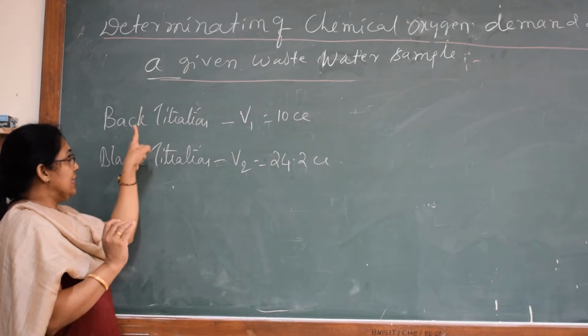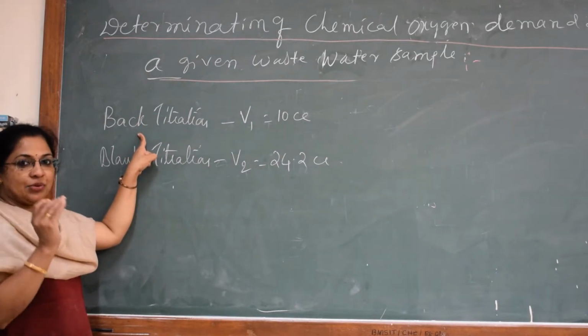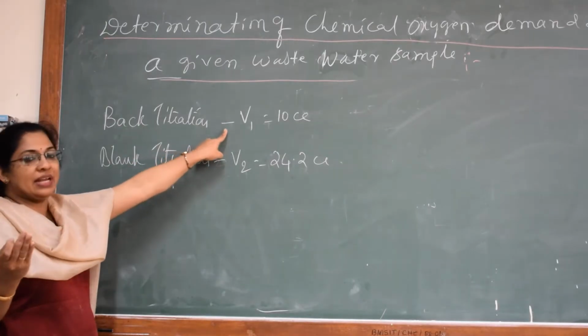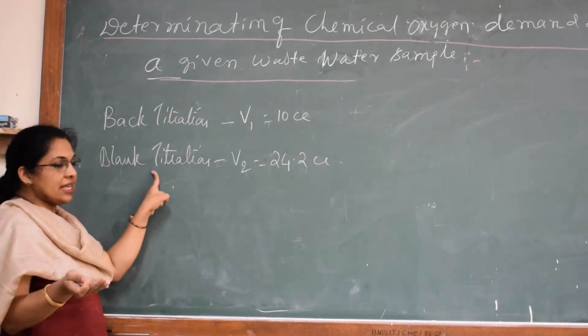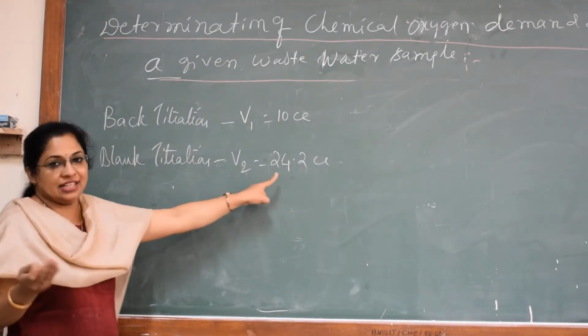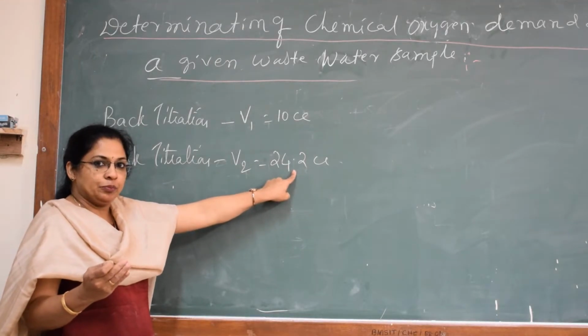The reason is, in the case of back titration, we have titrated a lesser amount of K2Cr2O7. That means the leftover K2Cr2O7 has been titrated. Whereas in the blank titration, there was no wastewater, so the entire 5 cc has been titrated. That's why the value is more here.